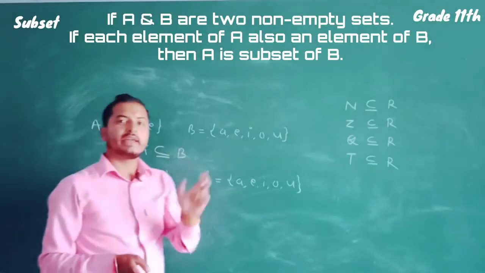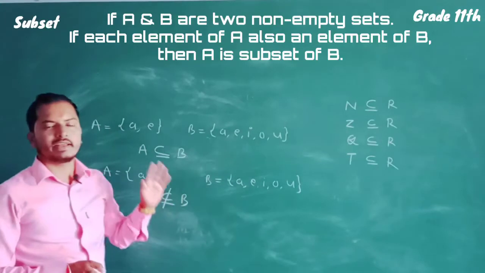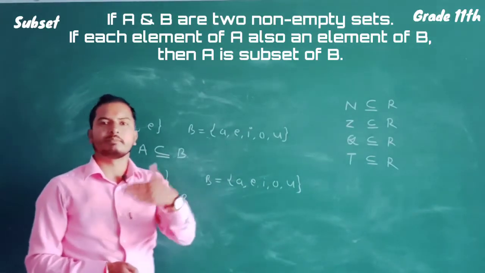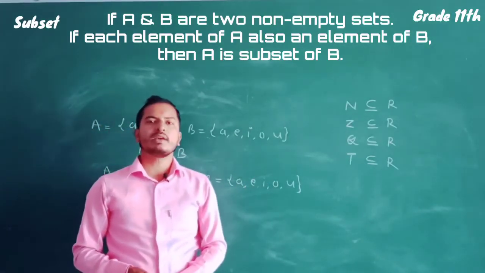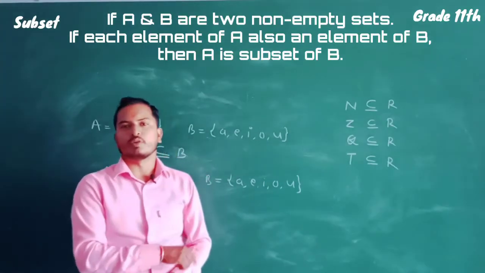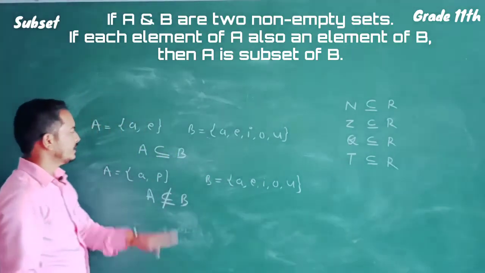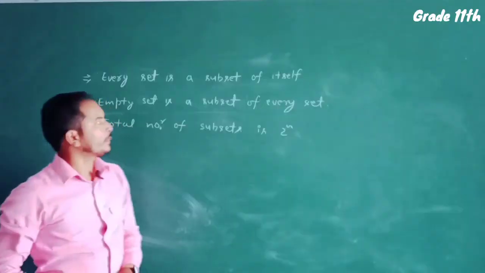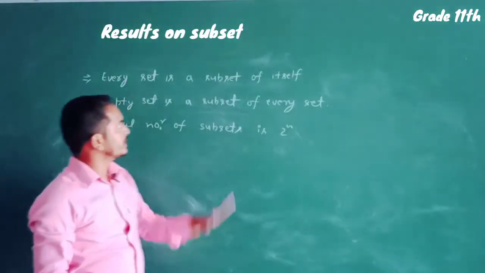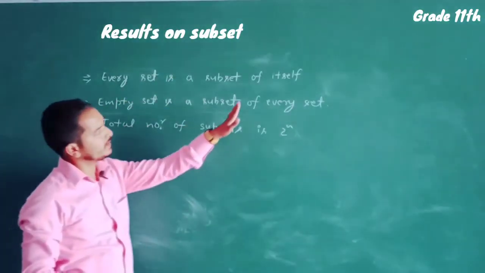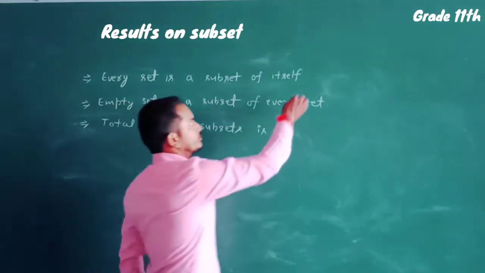If there are two sets A and B, both non-empty sets, a set A is said to be a subset of another set B if each element of A is also an element of set B. Then we will say A is a subset of B. Now the next topic is some results on subsets. I have written some results.